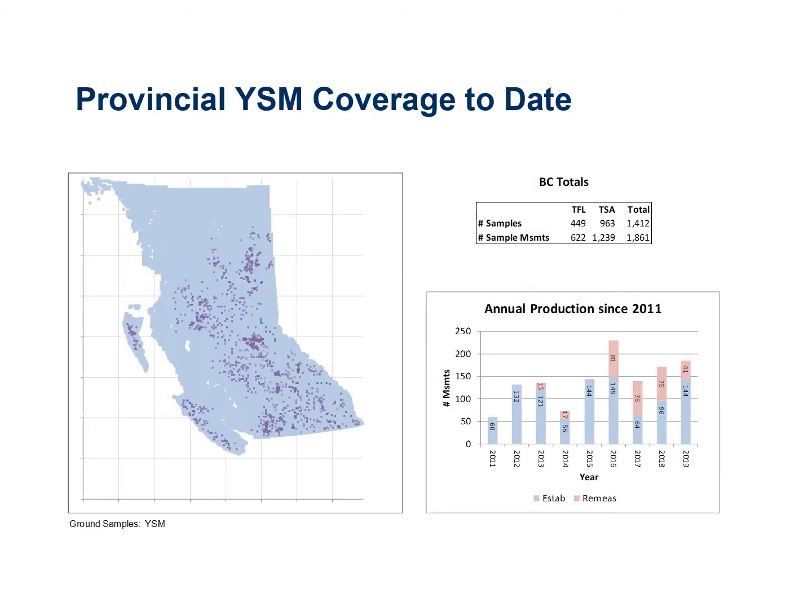Over the past 9 years, FAIB completed YSM program establishment across a majority of interior TSAs. The first 5-year remeasurements have also just been completed on some units. Current and planned priorities are to expand YSM coverage to include coastal and northern TSAs.